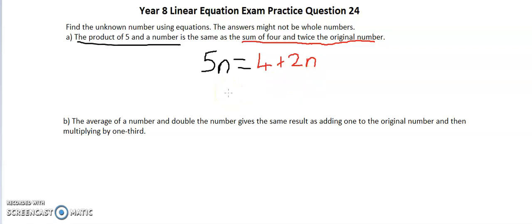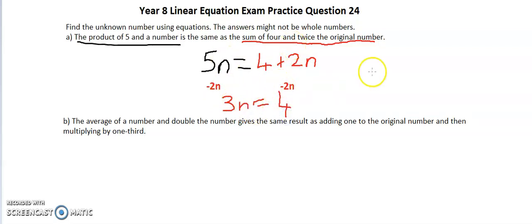So the next thing I need to be thinking about here is getting my variable onto one side, which means I'm going to take away 2n from both sides. If I take away 2n from both sides, because I'm getting rid of 2n, that cancels out my 2n, and it leaves me with 3n on one side and 4 on the other.